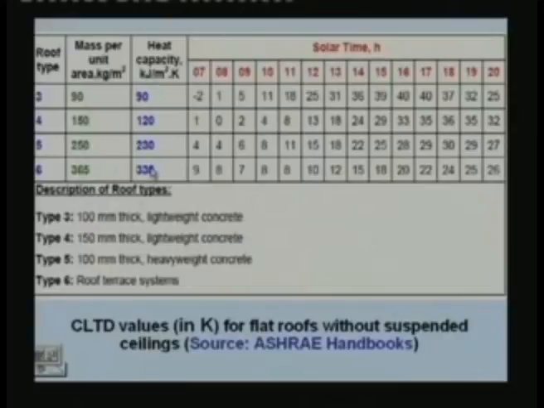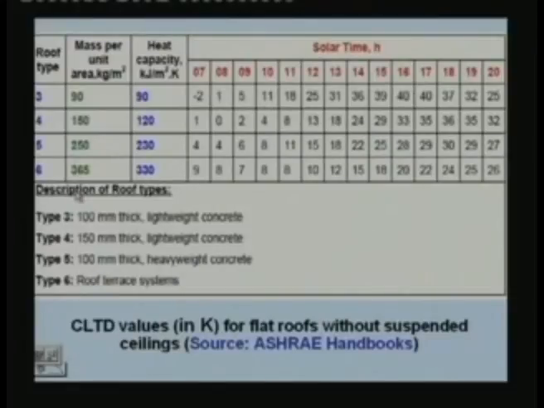and the heat capacity, and the CLTD values are given as function of solar time. You can see that for this wall, for example type 3 wall, at 7 solar time minus 2 is the CLTD value. At 8 am this is 1 degree, at 9 am this is 5 degrees, and at 10 am 11 degrees, like that.